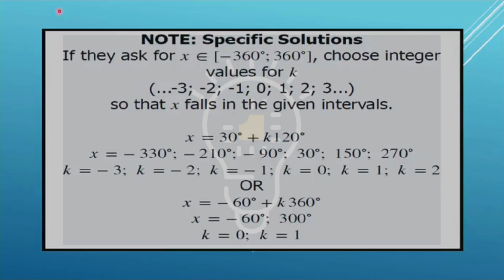Moving on, if we are asked for x being an element of minus 360 degrees and 360 degrees, what we then need to do is we need to choose integer values for k.